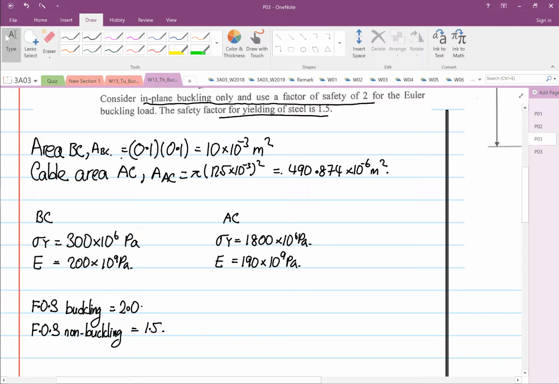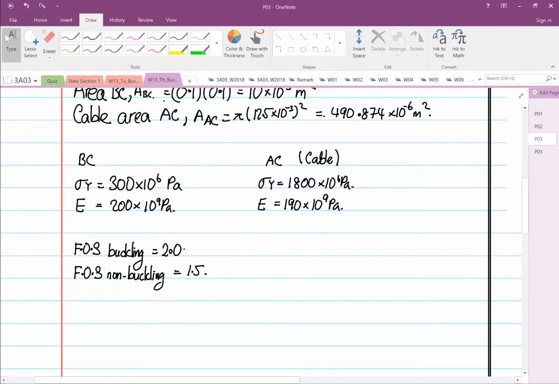So these are the yield strength for BC. So this is a structure AC over here. It's a cable. And we are given that factor of safety for buckling is 2. Factor of safety for non-buckling is 1.5.